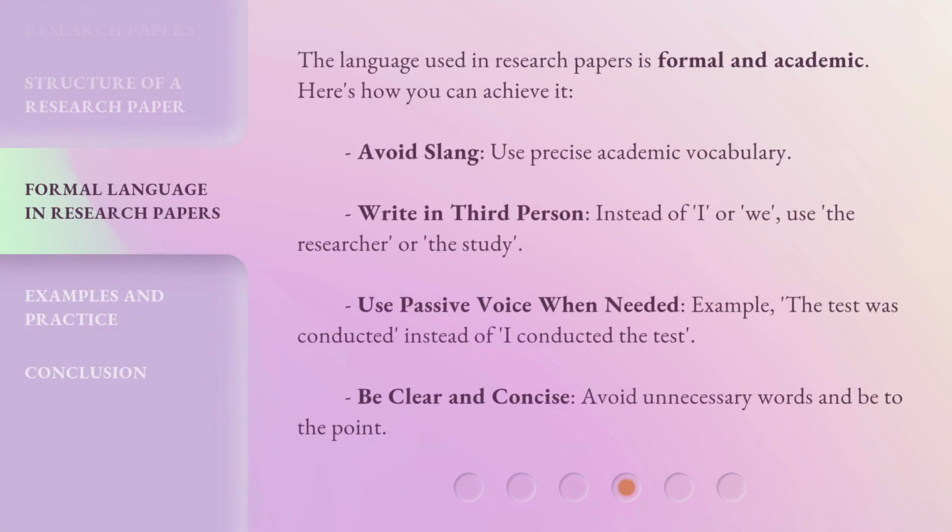The language used in research papers is formal and academic. Here's how you can achieve it. Avoid slang. Use precise academic vocabulary. Write in third person. Instead of I or we, use the researcher or the study.